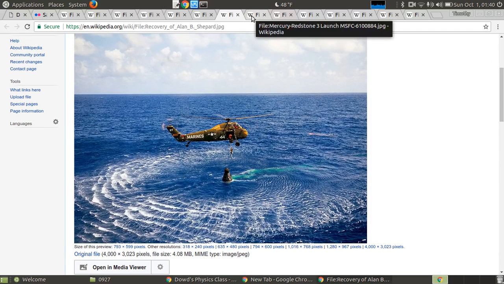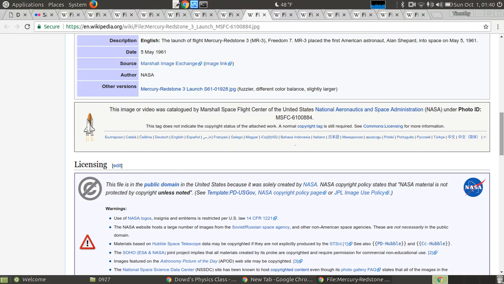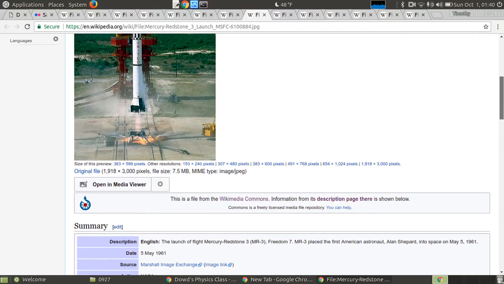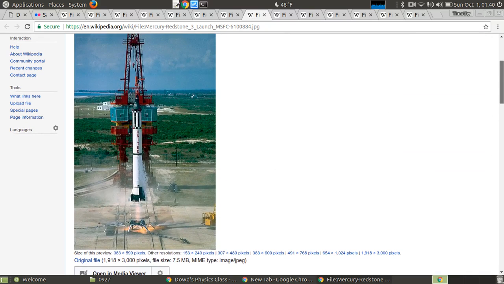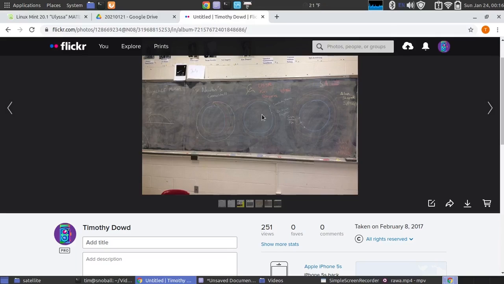And here's a picture of the missile that launched Shepard into space. And you can see he's sitting in Freedom 7, which is on the nose of this missile. Let's take a look at these first flights where human beings became a projectile and experienced weightlessness.